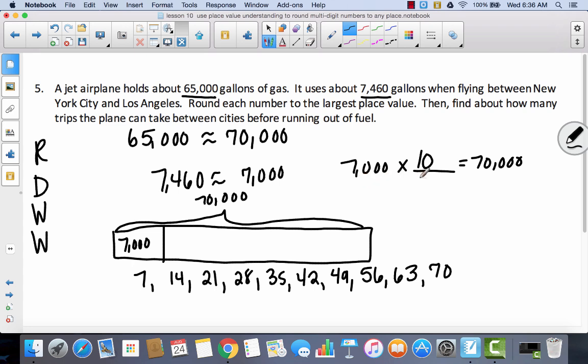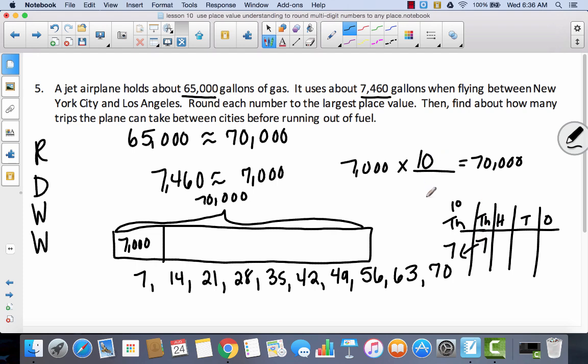7,000 times 10 is 70,000 because when you look at a place value chart, and you don't have to draw this place value chart, I'm just showing you. But if I had ones, tens, hundreds, thousands, and 10,000s, if I'm in the 7,000s and I want to move it to the 10,000s, what did I do to 7? I multiplied it times 10. Duh, I should have known that, right?